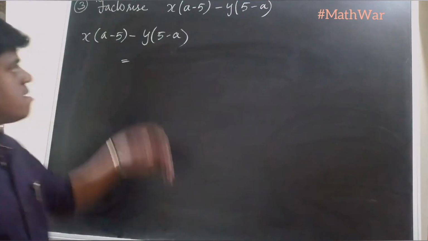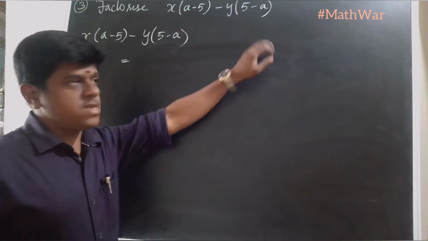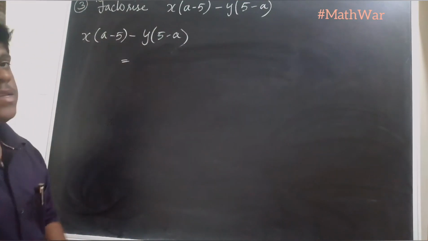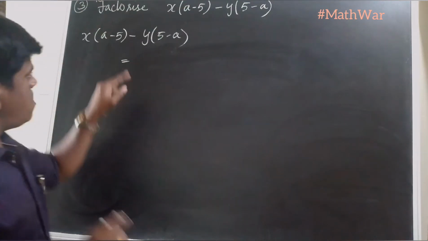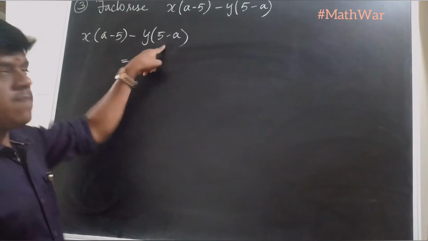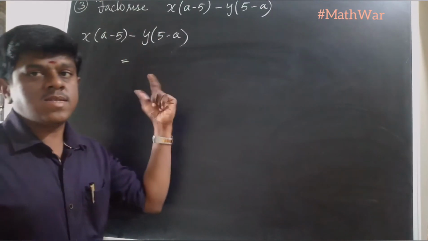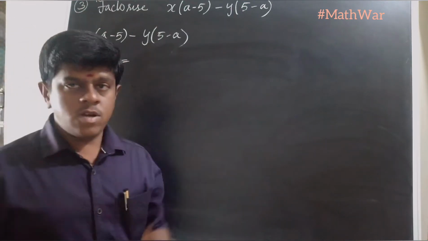Next sum. Factorize x into a minus 5 minus y into 5 minus a. You can see here x, y, a minus 5, 5 minus a. Generally seeing, we don't have any common factor, but we have one factor a minus 5 and 5 minus a is there. In this term, we can take out one negative sign such that 5 minus a will become a minus 5. Using that, we can take out the common factor.